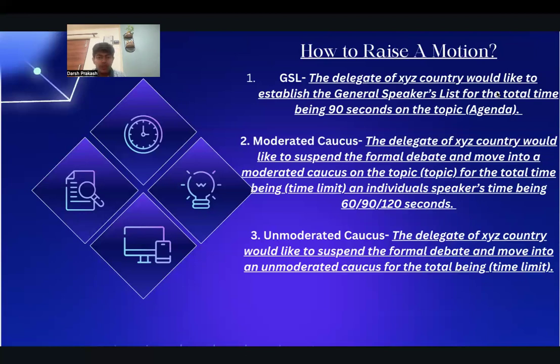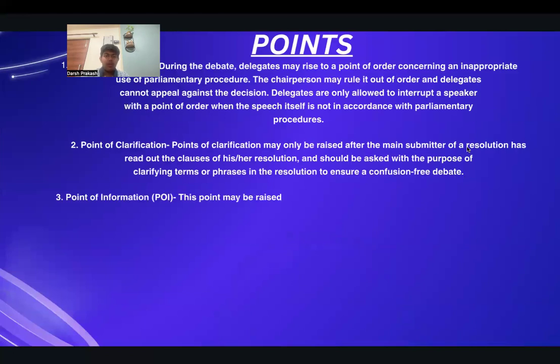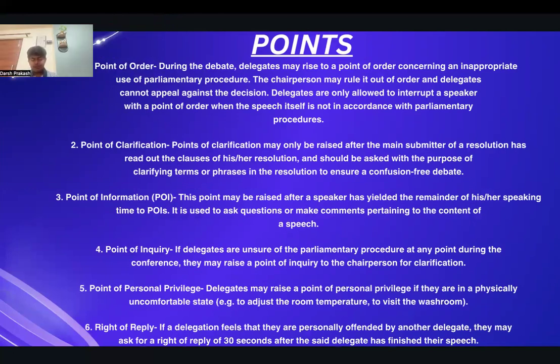Okay. Now moving forward. Okay. So again, this is a very important slide. So these are certain points that are extremely useful during your MUN conferences. So this point of order, point of clarification, and right to reply. These are a few complicated points that I'll not recommend you all to focus upon right now. But I'll briefly explain point of order.